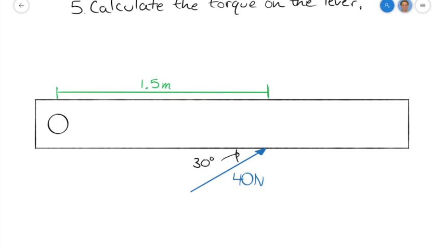Again, we're doing now the second of the level 2 torque calculation problems, number 5. Again, these level 2 problems address calculating torque when the force applied is at an angle that is not perpendicular to the lever. So number 5 asks us to calculate the torque on the lever.